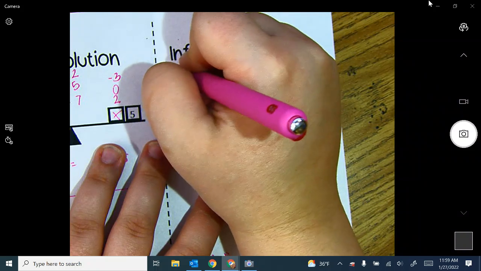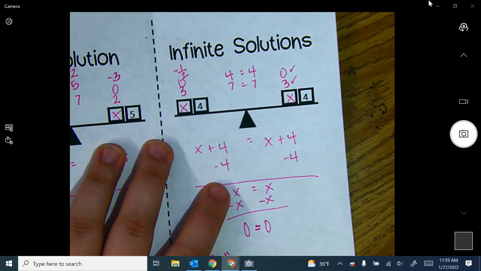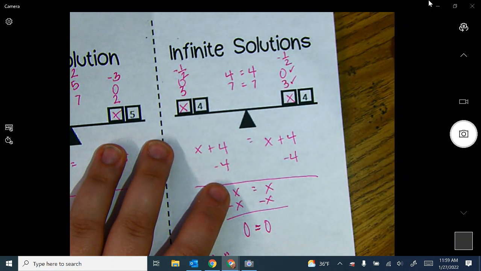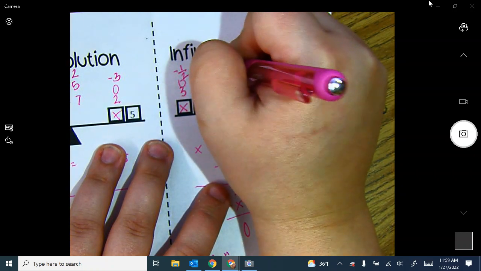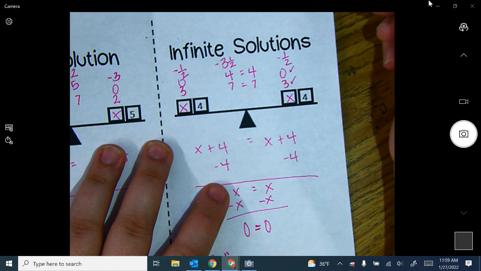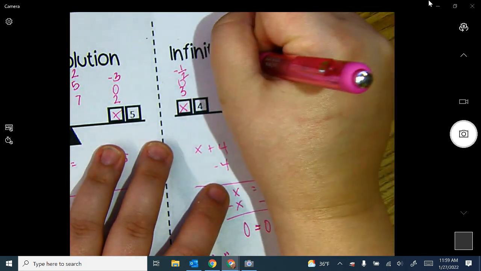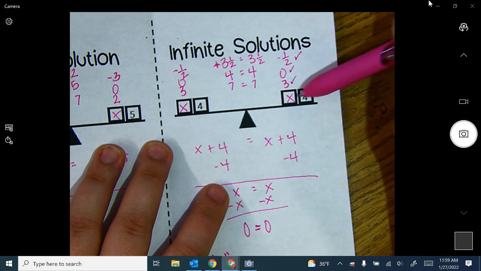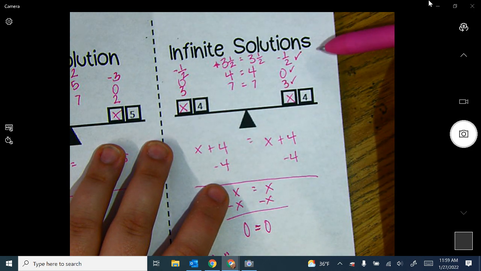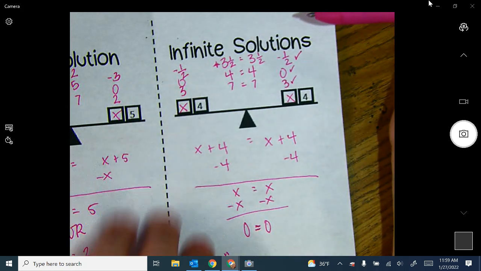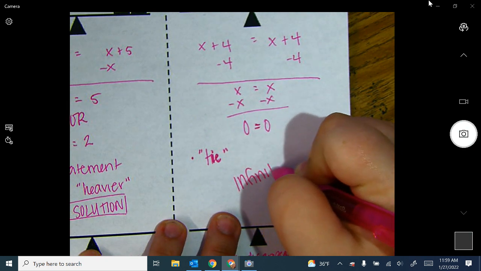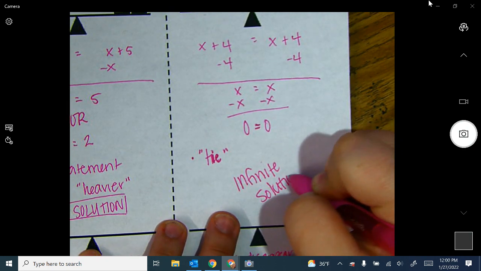Now, what about a negative number? Say I tried negative 1/2. Negative 1/2 plus 4 is, oh wait, just kidding. That would be positive 3.5. And on the right, I also have positive 3.5. Okay, so that still works. So any number substituted for x would work. So that means that we have infinite solutions. So if you get this on a problem, this is not your answer. Your answer is infinite solutions.